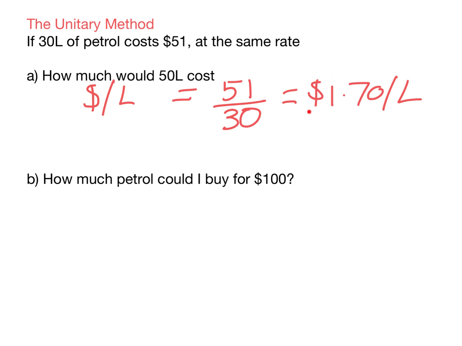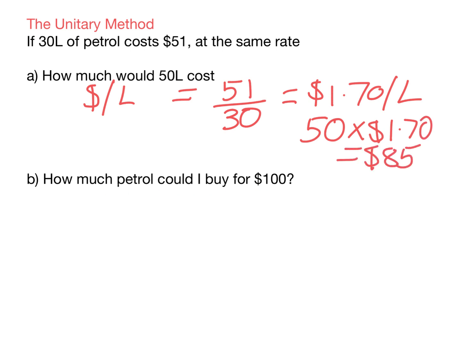So I want to find now how much. So I want to find the dollars for 50 litres. Because I'm finding the first quantity, I simply times. So it'll just be 50 litres times $1.70 per litre gives me $85.